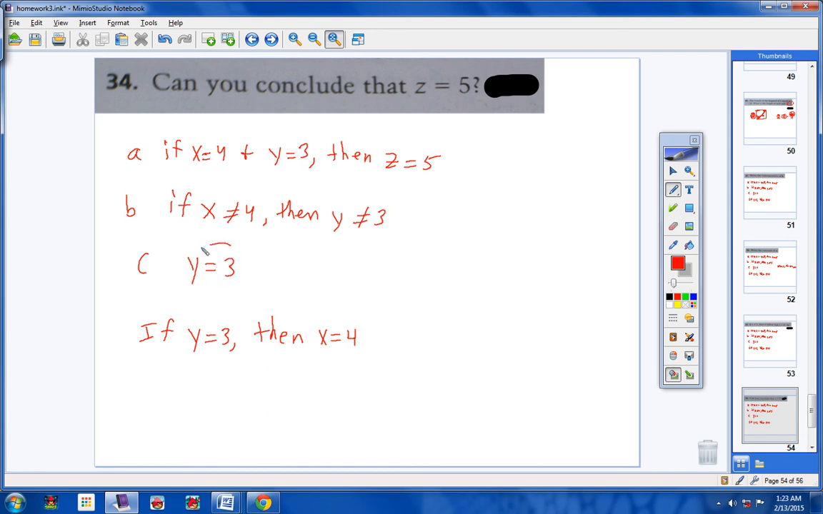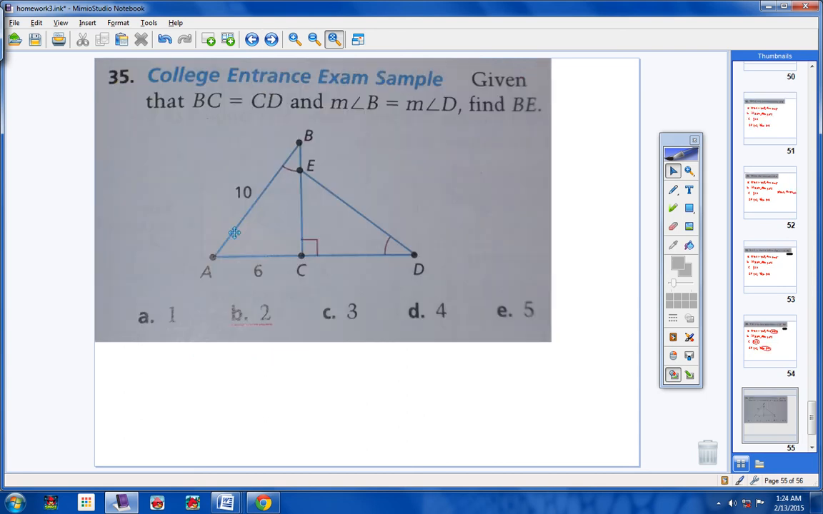Right here in front of you. So I'm told that y equals 3. So if y equals 3, then what do I know? X equals 4. And look up here. If x equals 4, which it does, and y equals 3, which it does, then what? Z equals 5. So can you conclude that z equals 5? Most definitely. That's written right there for you. Yes, definitely.